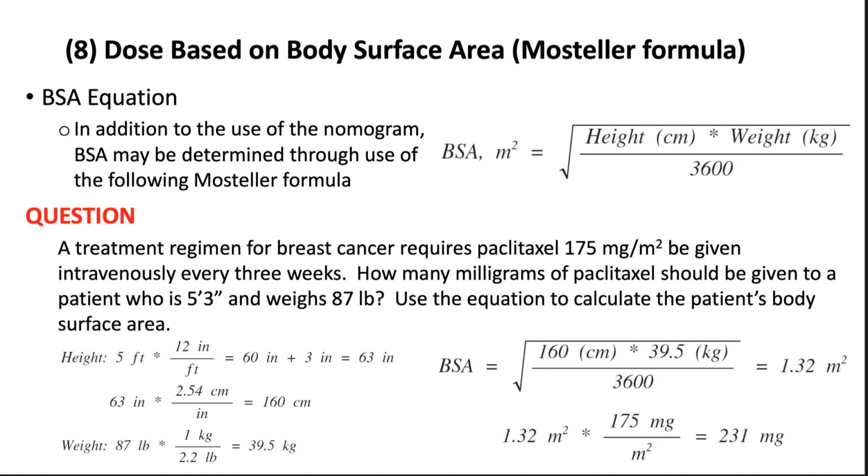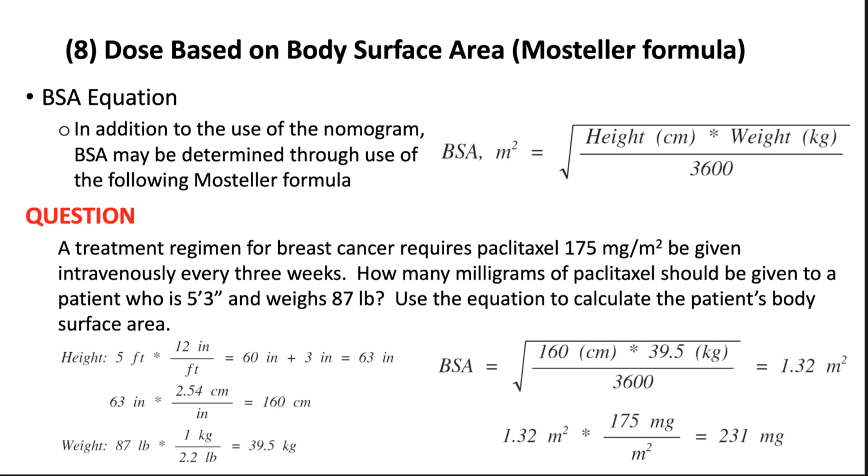So we take this patient's body surface area, which is 1.32 meters squared, times the dosing of 175 milligrams per meter squared, and you see the units of meters squared cancel, and 1.32 times 175 gives you 231 milligrams. And that's the correct answer for this. My last thing that I will try to say here is the fact that you'll notice that the units of body surface area in meters squared give you numbers that are much smaller than actual weights in kilograms. So for example, this person's body surface area was 1.32, whereas their body weight was 39.5.